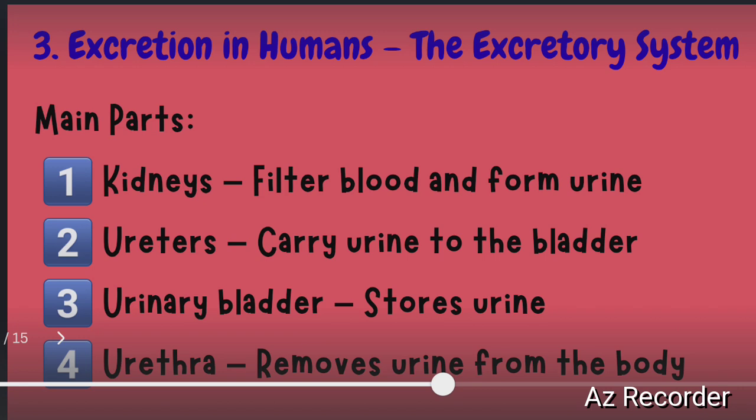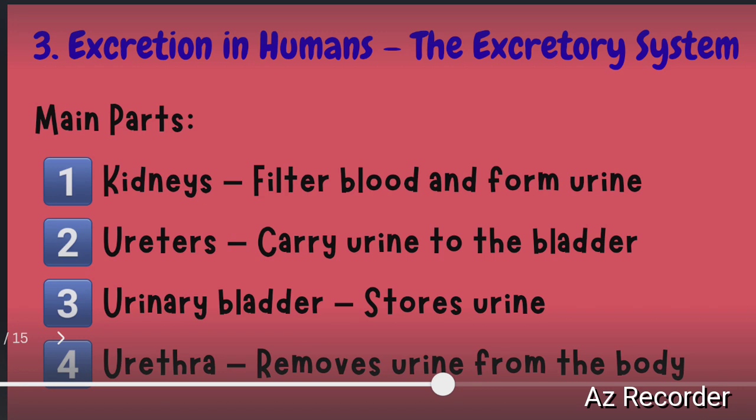So what are the main parts involved in the excretory system of humans? Kidneys, ureters, urinary bladder and urethra. What is the main function of the kidney? It filters the blood and converts it into urine, right?